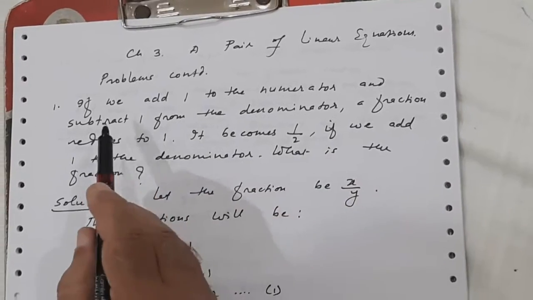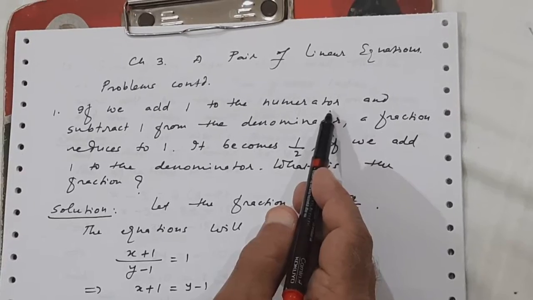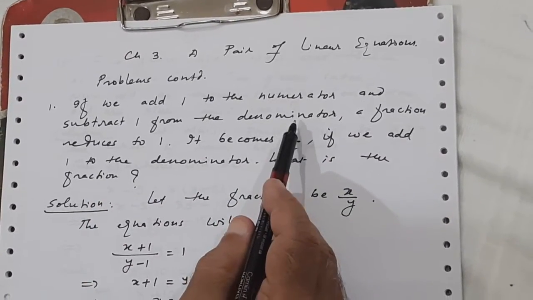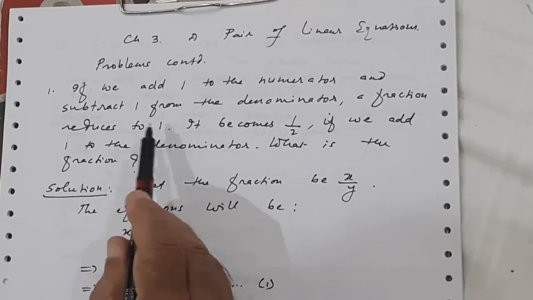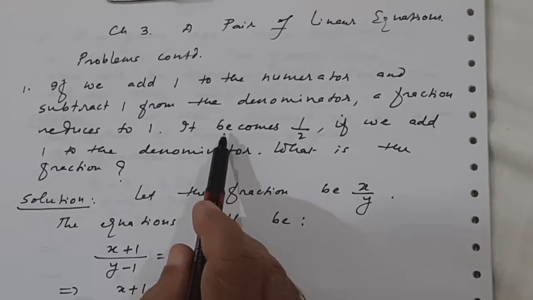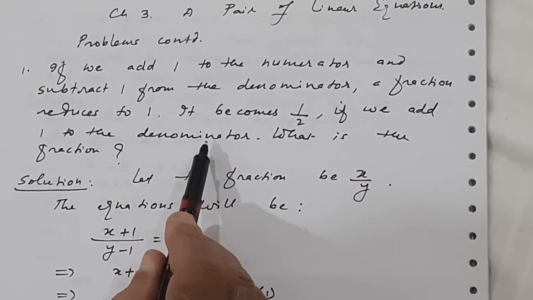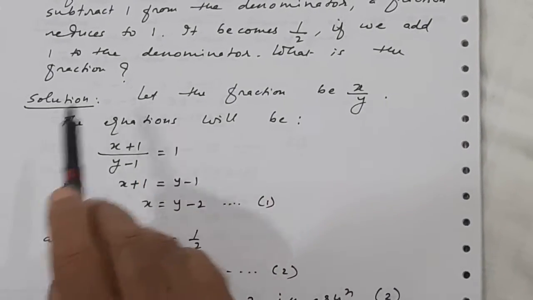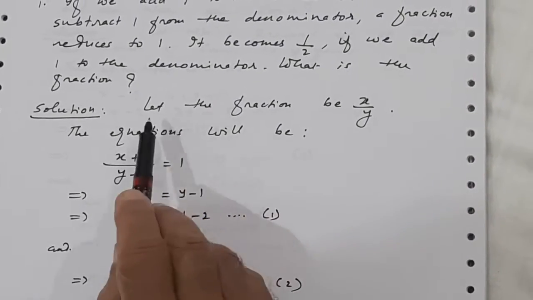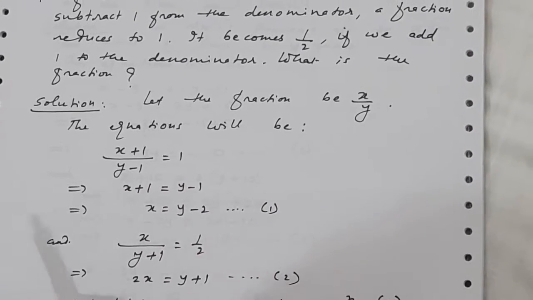Let us start. If we add 1 to the numerator and subtract 1 from the denominator, a fraction reduces to 1. Means the value of the fraction becomes 1. It becomes 1 upon 2 if we add 1 to the denominator. What is the fraction? So let us start. First we have to assume, let the fraction be x upon y. X is numerator, y is denominator.